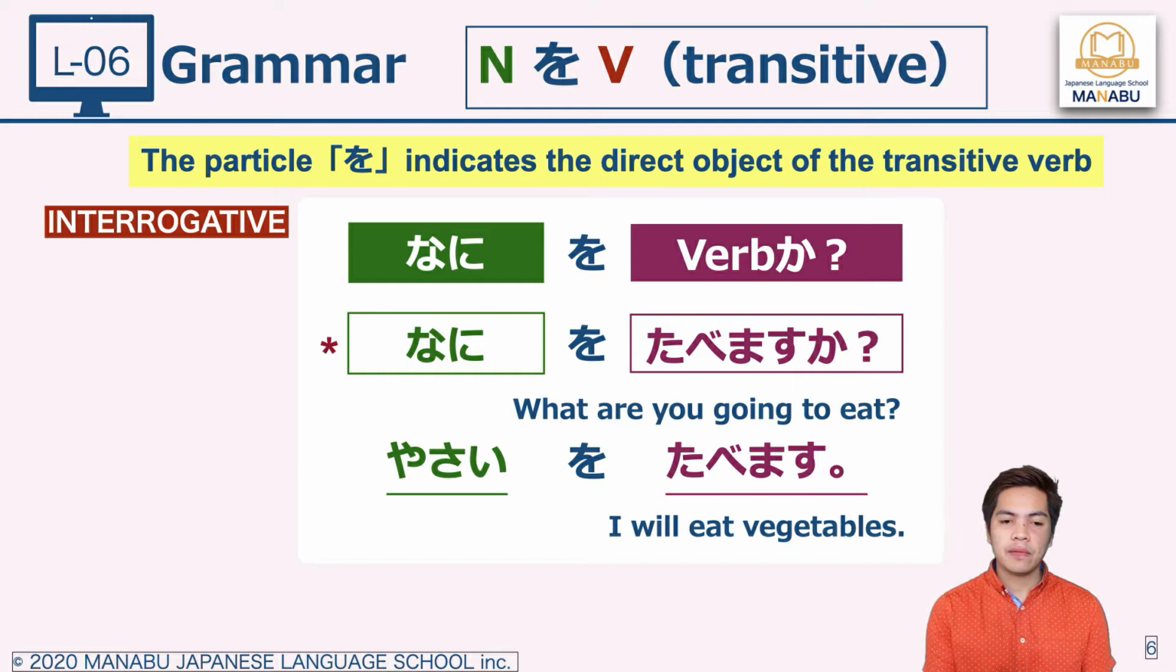Nani o verb ka. So, nani o tabemasu ka. The word nani, we will answer the word nani with what we will eat because our verb is tabemasu. So, for example, you will eat vegetables. So, yasai o tabemasu. So, we answered the word nani with the word yasai. Then, the verb tabemasu. So, always remember when answering a verb question, you must repeat the verb in your answer. So, yasai o tabemasu. I eat vegetables.